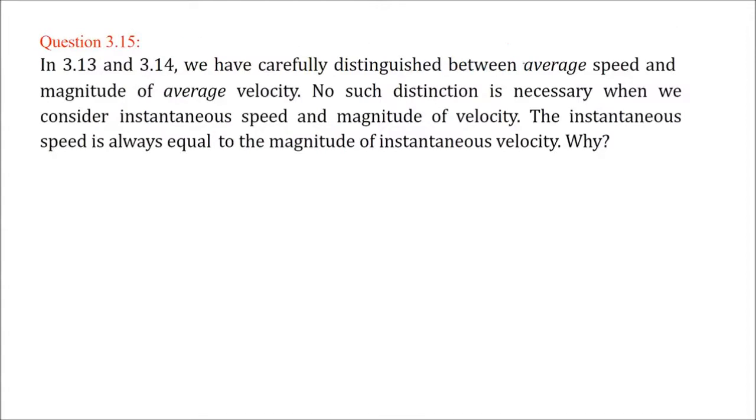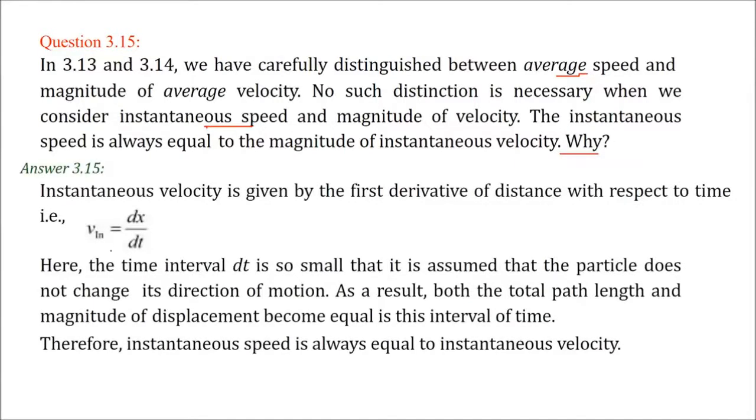We have carefully distinguished in the previous discussion between average speed and magnitude of average velocity. No such distinction is necessary when we consider instantaneous speed and magnitude of the velocity. So the instantaneous speed is always equal to the magnitude of instantaneous velocity. Why?